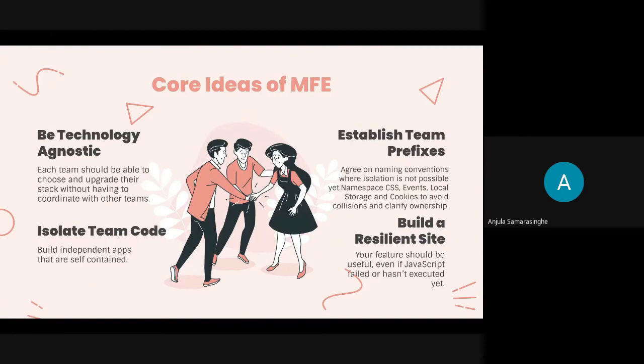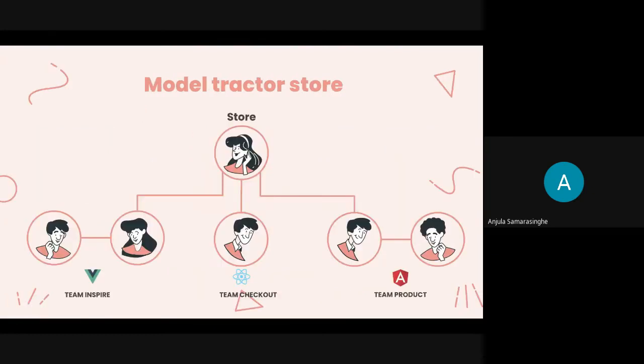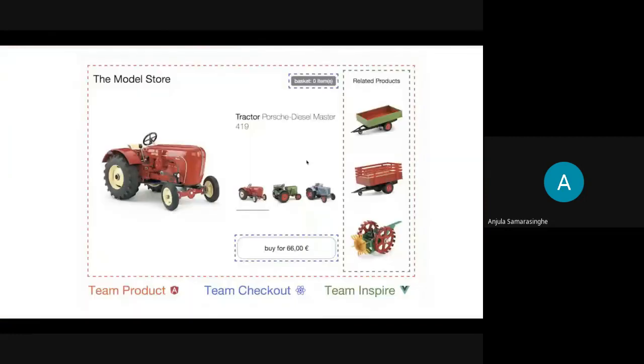Also, we have to make the website resilient, because in the end, the feature that we are implementing should be useful even if the JavaScript failed or hasn't executed yet. How we achieve this code-wise is by manipulating the DOM, using events and stuff like that. We are mounting these modules, and we are using events to communicate between them.